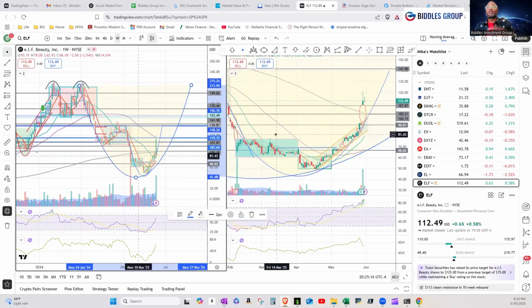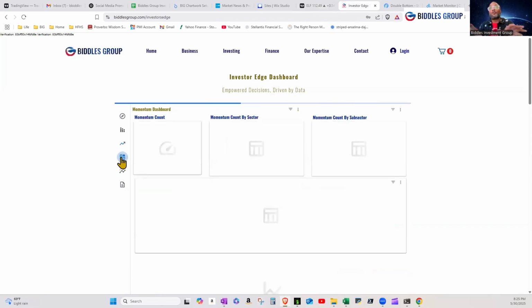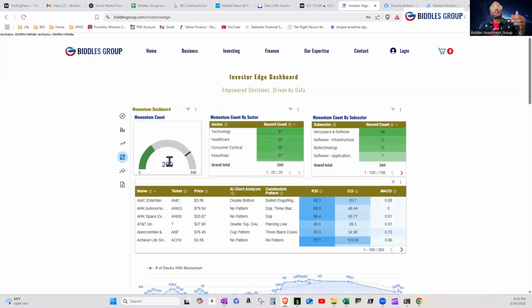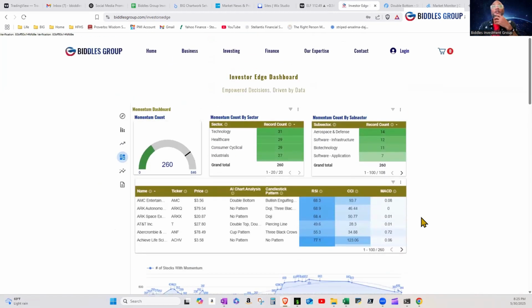So this looks really good. You can see that that's on the screener here with the momentum, Elf Beauty. And then we have a strictly momentum count. What this does is it's 260 stocks out of the 800 that have momentum. So this number has been going down. You can see the trending range. It was 344 yesterday. It was 406 the day before that. It was 365. So we dropped out of that 300 area. We're in this 260 area. So that's not that great.